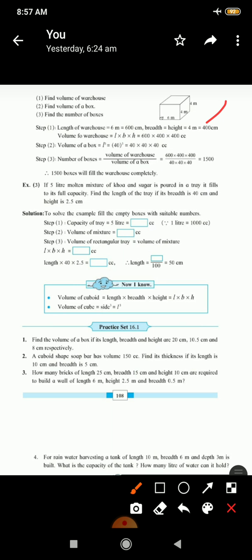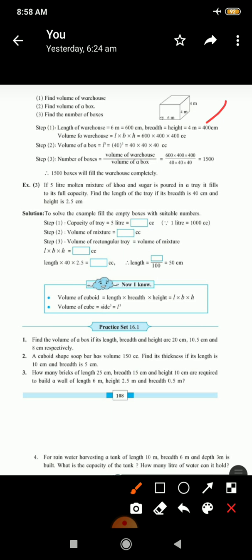Step 1. Capacity of the tray is equal to 5 liters, that is equal to 5000 cc's, since 1 liter is equal to 1000 cc's. Step 2. Volume of the mixture is equal to 5000 cc's. Third, volume of the rectangular tray is equal to volume of the mixture. So length into breadth into height is equal to 5000 cc's. Length into 40 into 2.5 is equal to 5000 cc's. Therefore length is equal to 5000 upon 100, that is 50 centimeters.